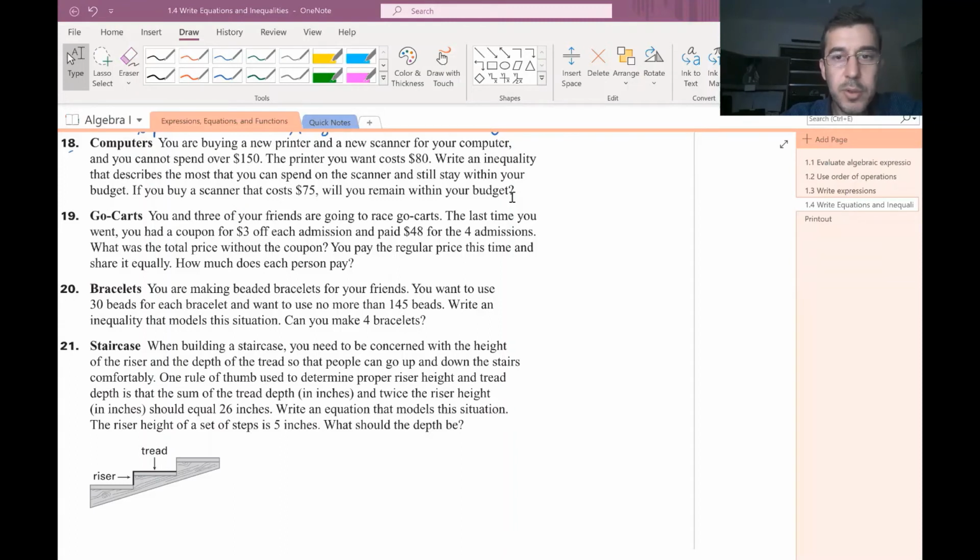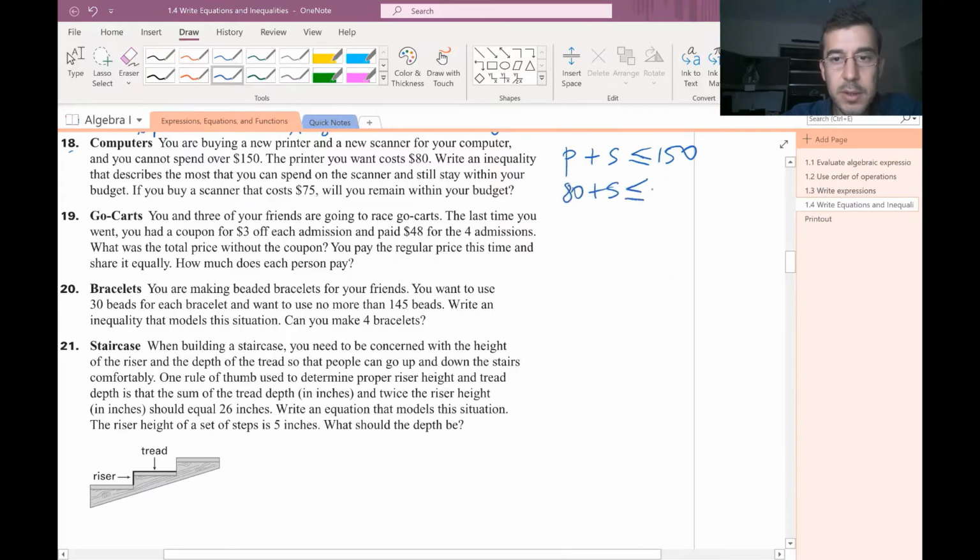So you're buying a new printer, so this can be represented as P, and a scanner, so plus S. You cannot spend over 150. So P plus S has to be less than or equal to 150. 150 is the most you can spend, right? The printer you want costs $80. So P is the printer, which costs $80. So 80 plus S is less than or equal to 150.